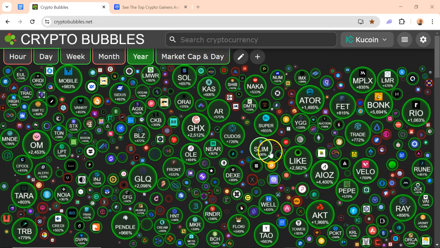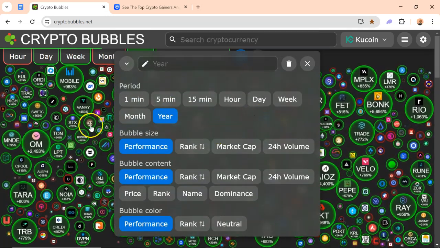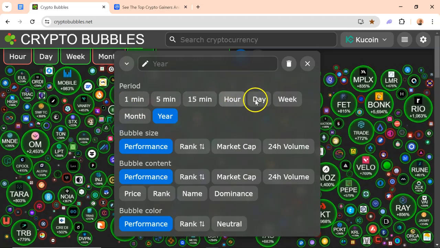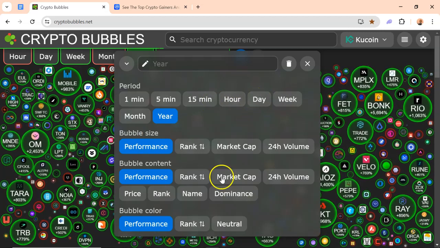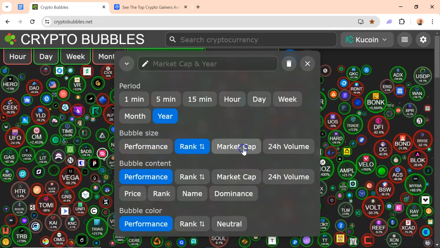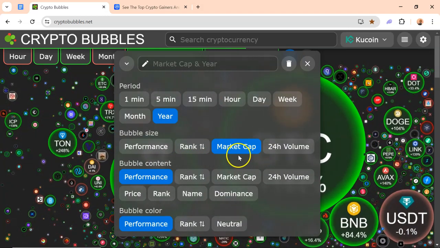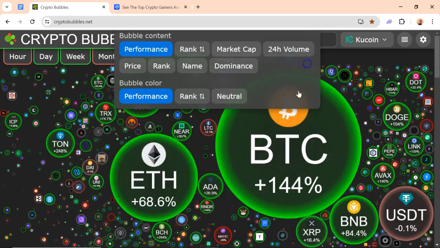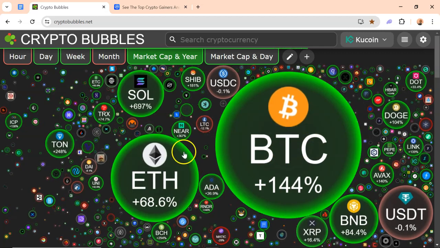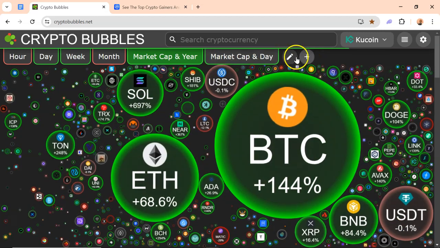So how do you now use this platform to visualize all of these things? You can actually go here and edit stuff. Like you can switch the period to a 15 minute time frame, 1 hour time frame, or daily time frame. The bubble size could be based on rank, if you want the bubble to show you their rank on market cap. Also their market capitalization. Look at this. Of course, BTC is the biggest in terms of market cap, followed by Ethereum, Solana, Cardano, USDC, and the rest of them. All right, so you can also come here to edit this.